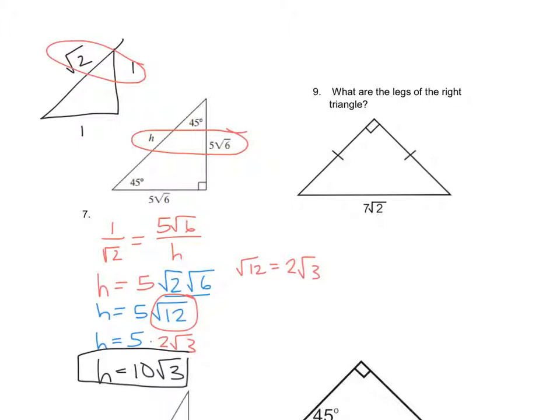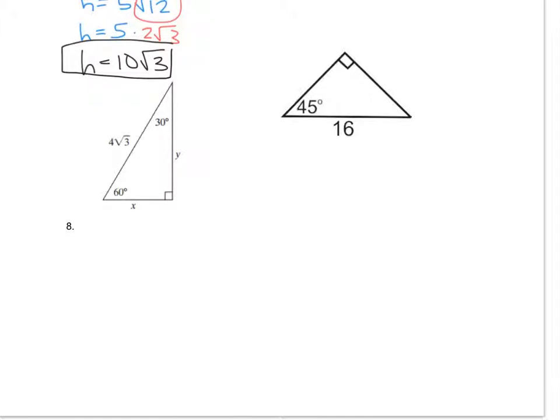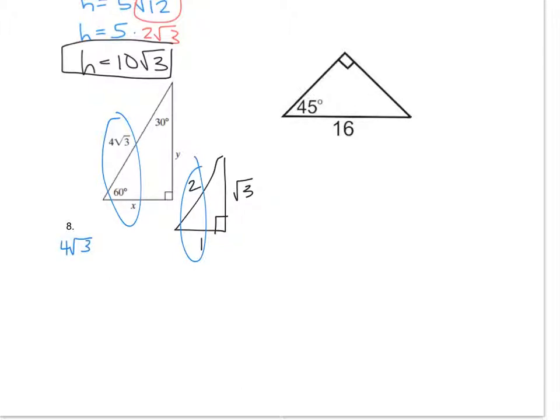Okay, then number 8, I'm going to write in my ratios here. The short side is 1, the long side is root 3, and the hypotenuse is 2. So I'm going to set up a ratio, or proportion. 4 root 3 is to x as 2 is to 1. Cross multiply. 2x equals 4 root 3, and then divide both sides by 2. X equals 2 root 3.